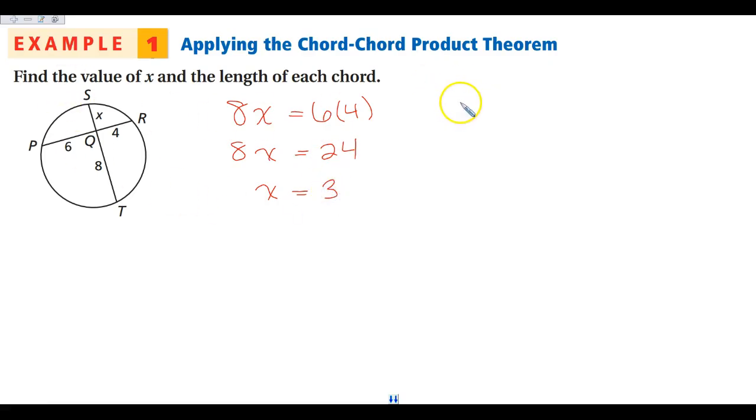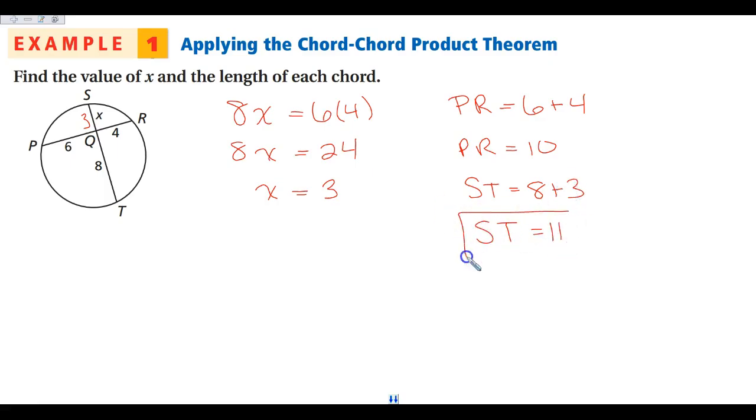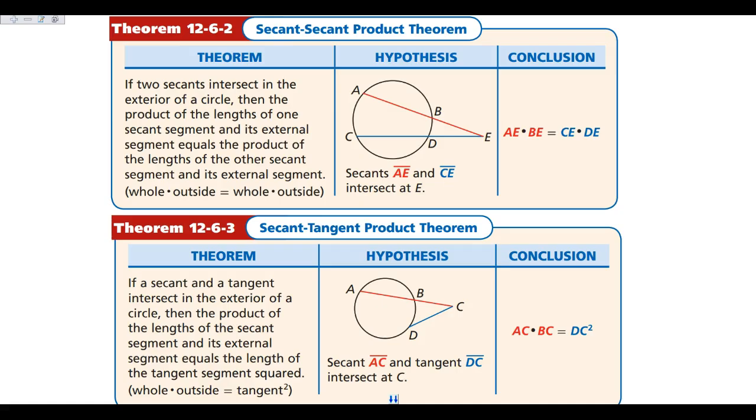So now the length of each chord. We already know PR is going to be 6 plus 4, so PR is going to be 10. And then if I look at ST, since X is 3, it's going to be 8 plus 3. So the length of chord ST is 11. So we wanted the value of X and the length of each chord. Now, let's take a look at what happens when the vertex is outside the circle.